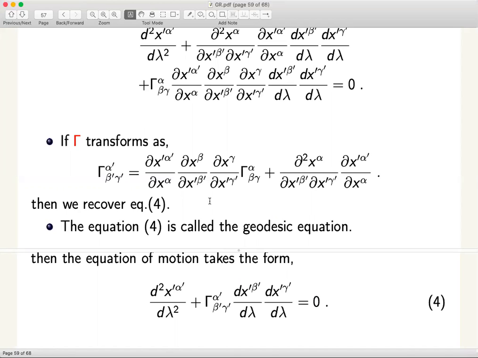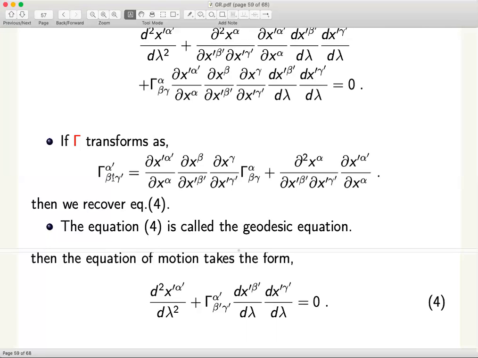So gamma alpha beta gamma is not 0, but under coordinate transformation, gamma alpha prime beta prime gamma prime can be set to 0. Now notice a distinction between what happens to gamma versus what happens to tensors. If a tensor is non-zero in one coordinate system, it is non-zero in all other coordinate systems related by GCT. Whereas that is not true here.